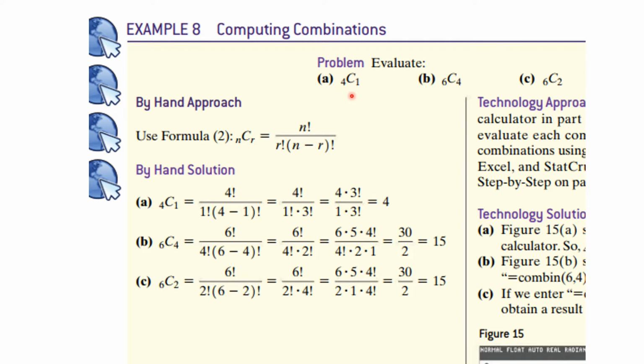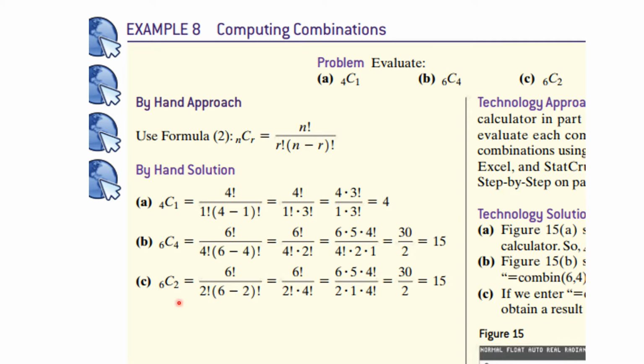This is 4 combinations taken one at a time, 6 combinations taken 4 at a time, and 6 combinations taken 2 at a time. Doing this by hand, we use the formula, and we will get 4. The 3 factorials cancel here. We will get 15. The 4 factorials cancel, and the 2 goes into 30 15 times. And here, the 4 factorials cancel, and the 2 goes into 6 3 times, or 2 goes into 30. You could think about it a different way, but you get 15 for each of those.